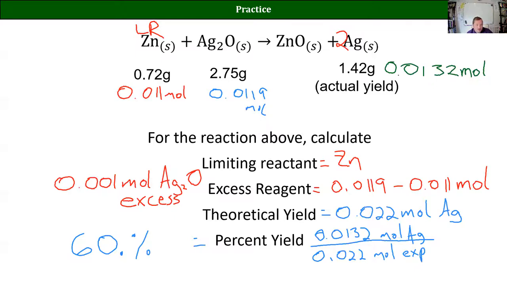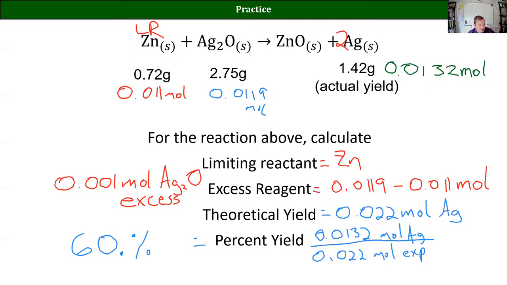When you do your molecular weight conversions, you get some numbers that are all pretty close together. So 0.011 moles of zinc, 0.0119 moles of silver oxide, and 0.0132 moles of product as the actual yield.